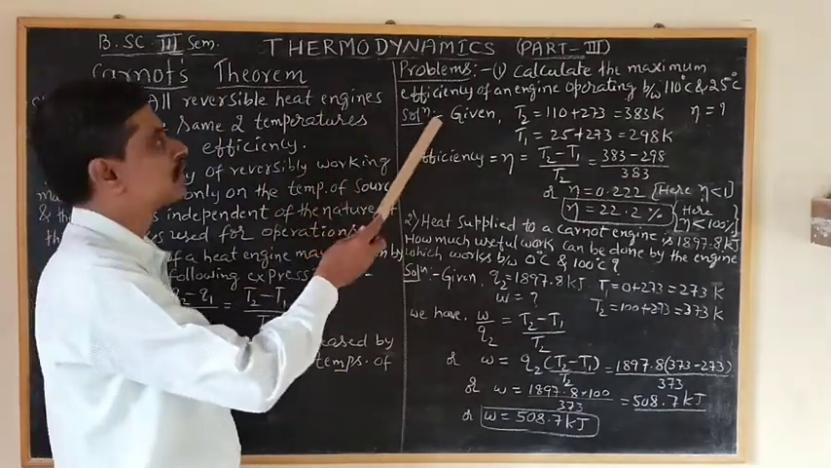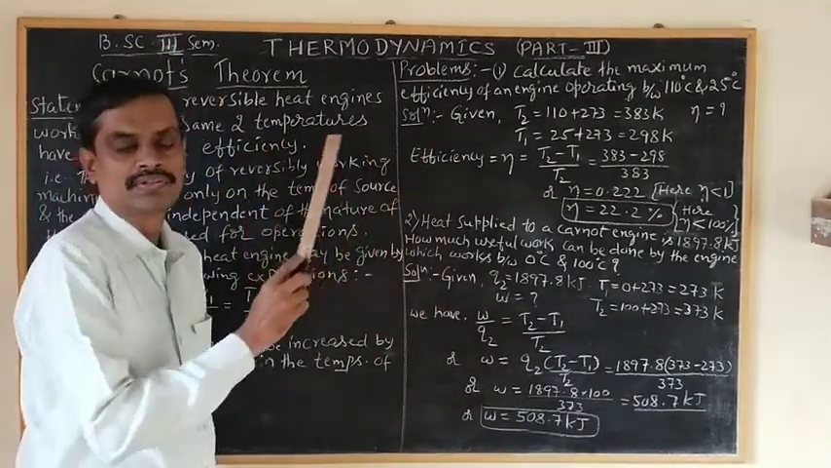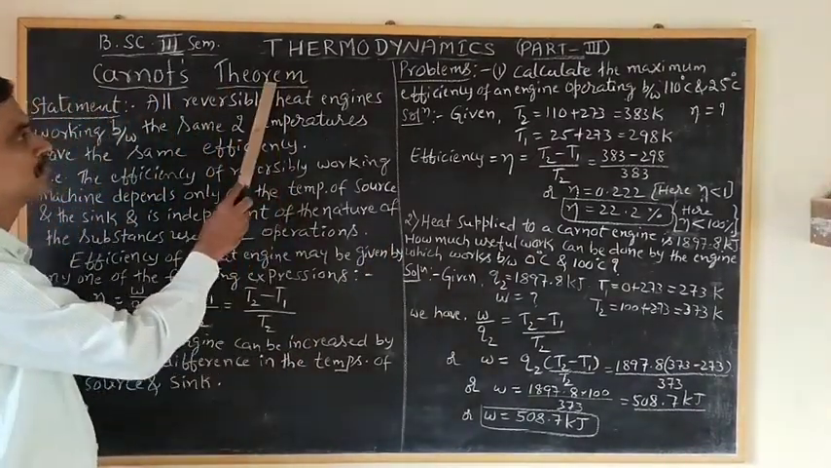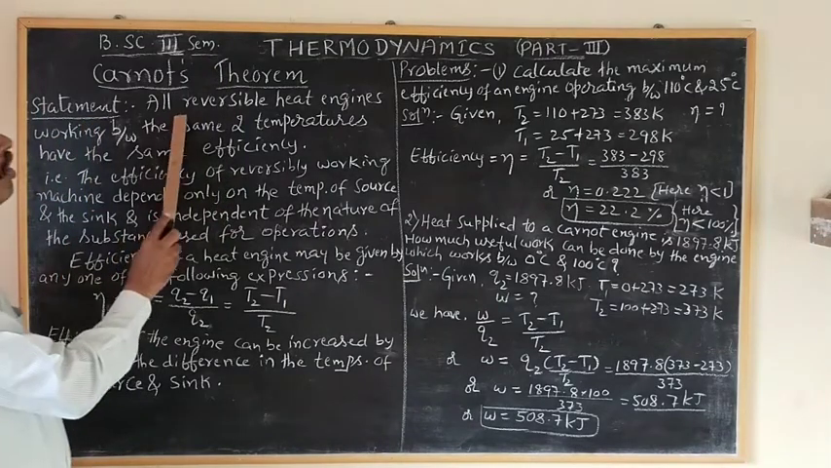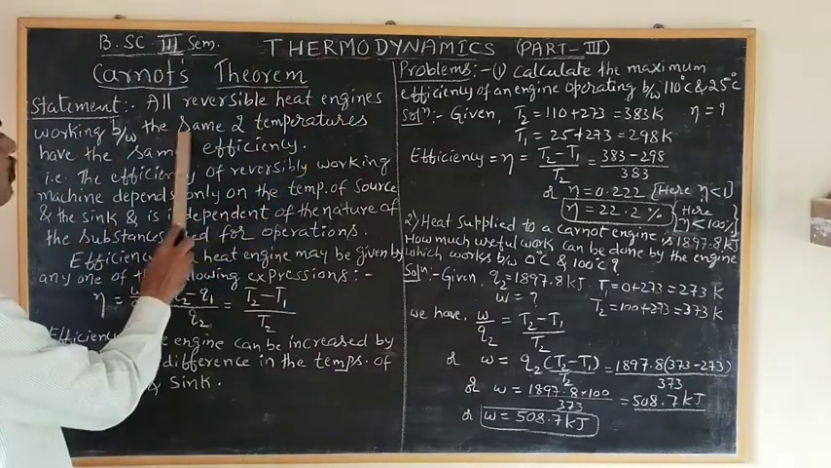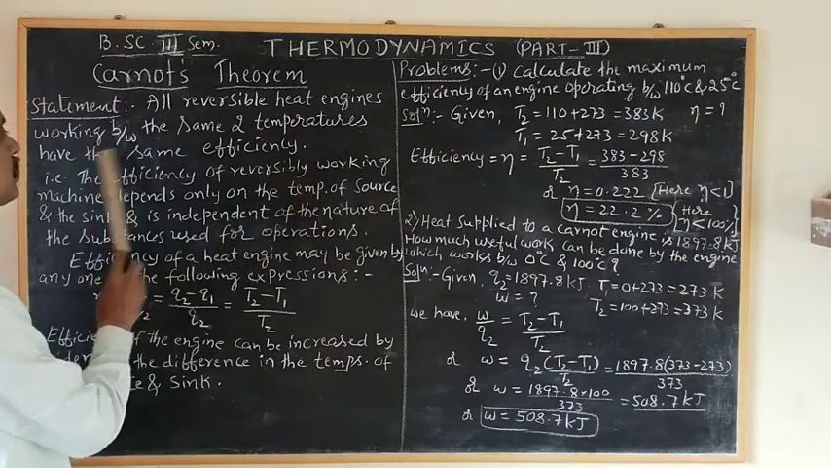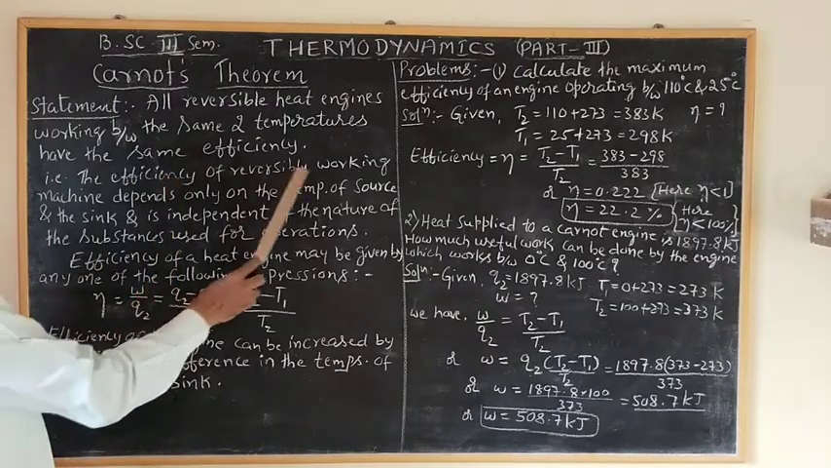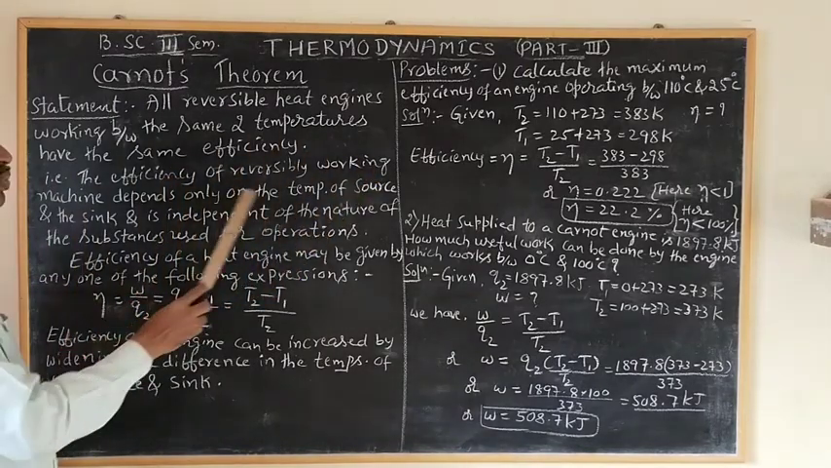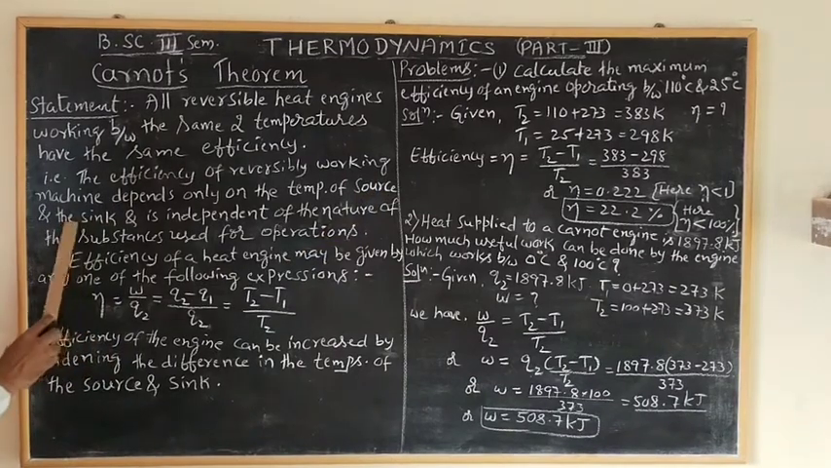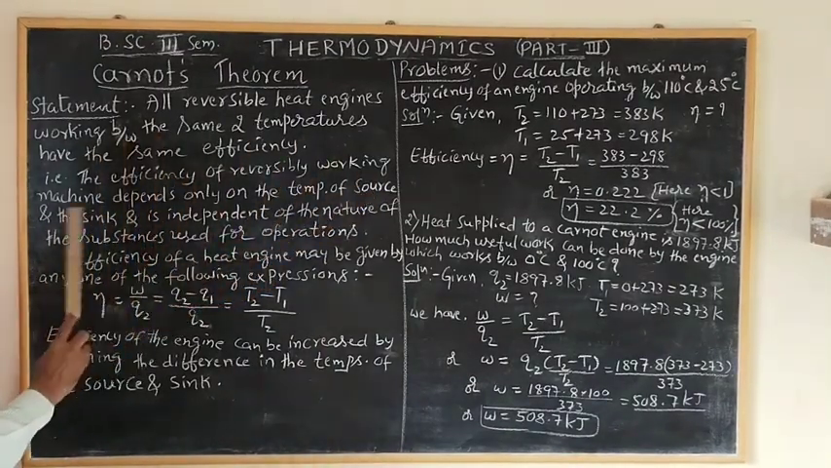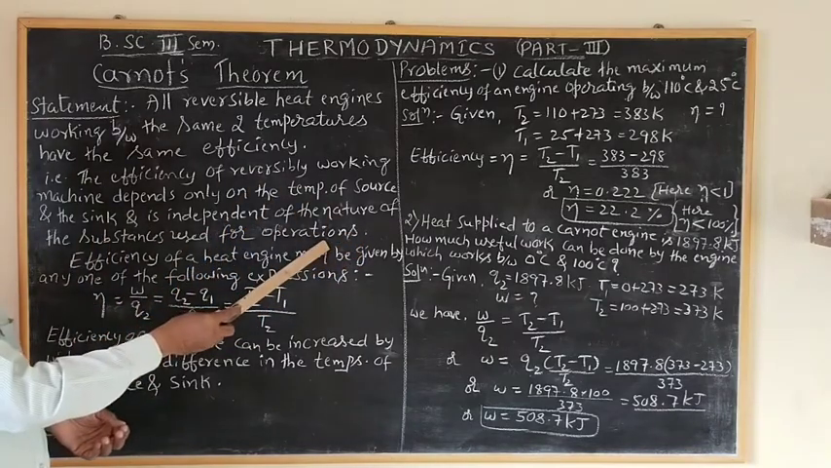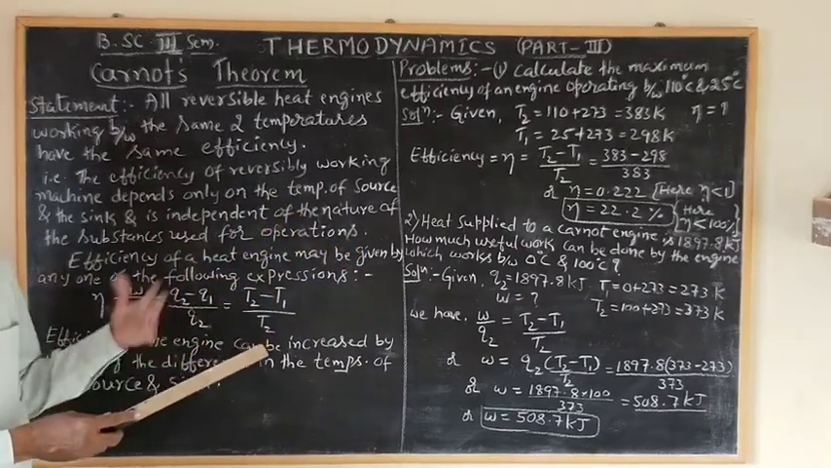In the last class, we studied the Carnot's cycle and its efficiency. Now we have to study Carnot's theorem under thermodynamics. The statement of Carnot's theorem is: all reversible heat engines working between the same two temperatures have the same efficiency. That is, the efficiency of a reversibly working machine depends only on the temperature of the source and the temperature of the sink, and is independent of the nature of the substances used for operations. Already we have studied the 4 operations in the previous class.